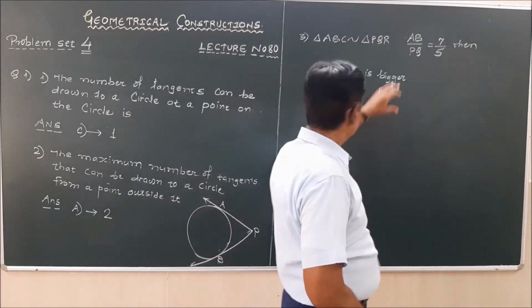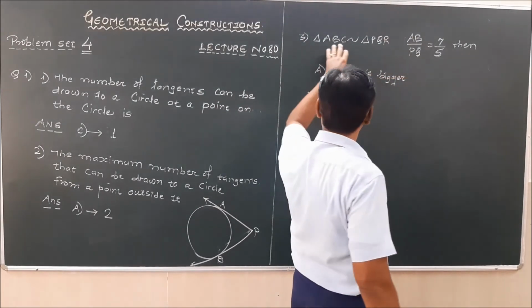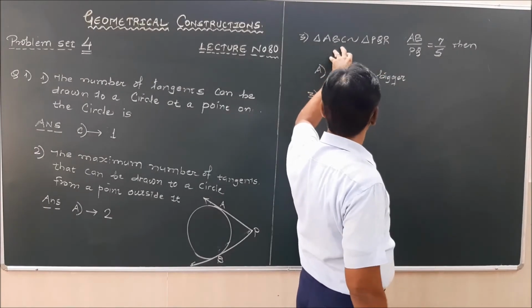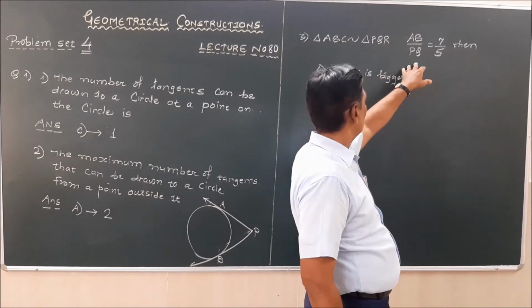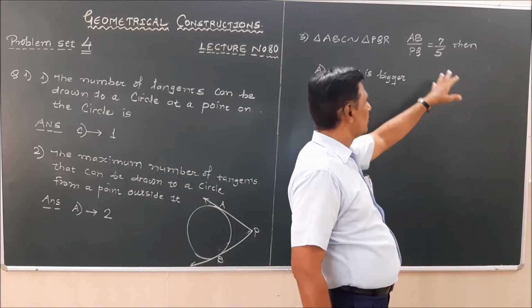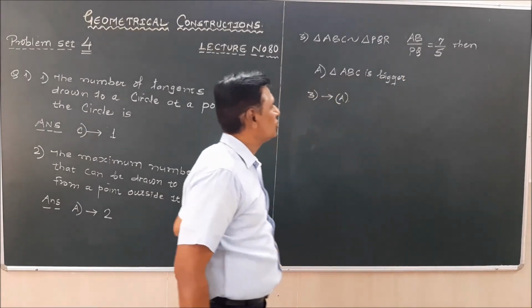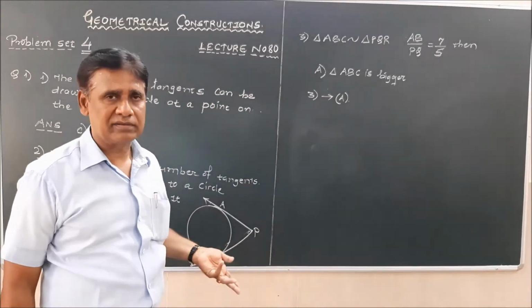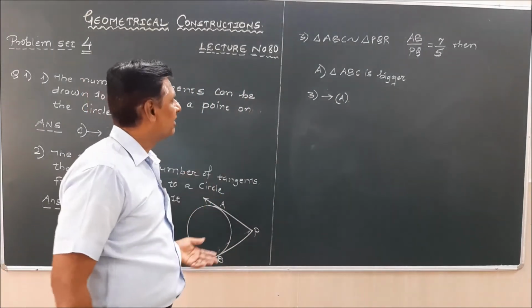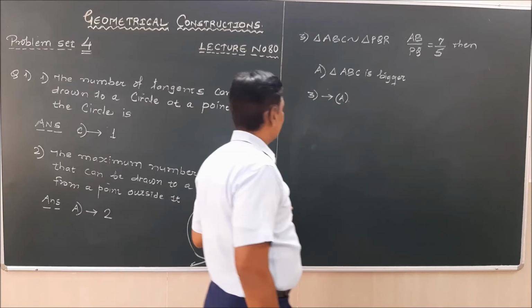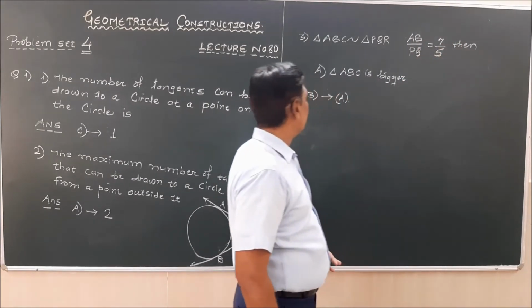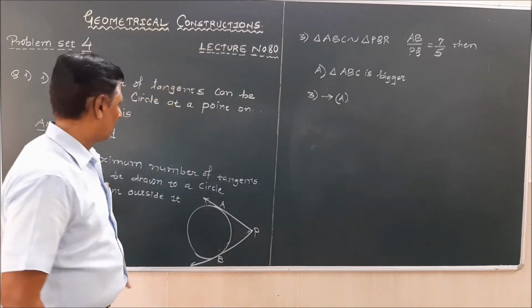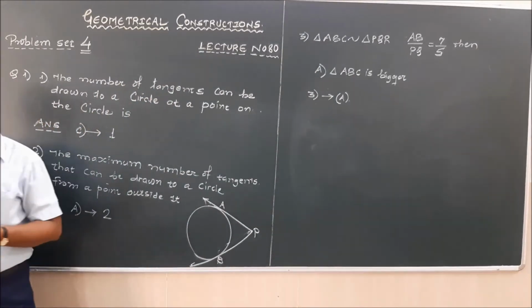Very simple. If you look at the ratio, then you will surely find all sides of ABC are in the ratio of 7, and all sides of PQR are in the ratio of 5. So they are in the ratio of 7:5. Naturally you will find that triangle ABC is bigger than triangle PQR. So here we finished. Very simple.